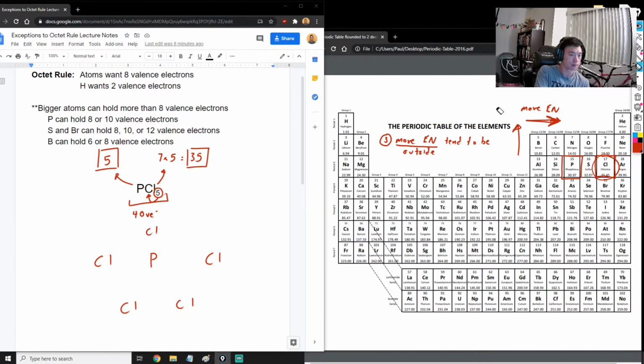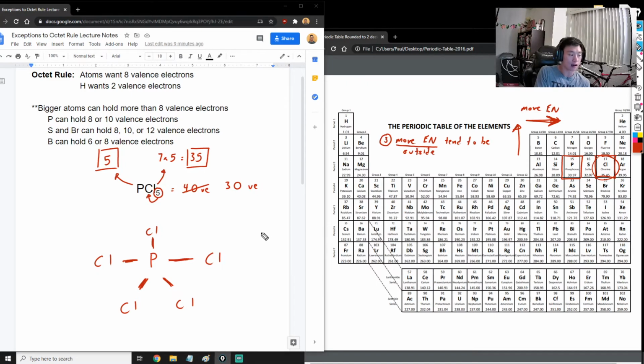We know that there has to be one connection between all the atoms. So we're going to connect all the Cl's with the P. It looks like a star. We connect all of the Cl's to the P. Now let's count up how many electrons we've used so far. If I draw one line, that's 2, 4, 6, 8, 10. So I used 10. That means I have 30 electrons still left to use.